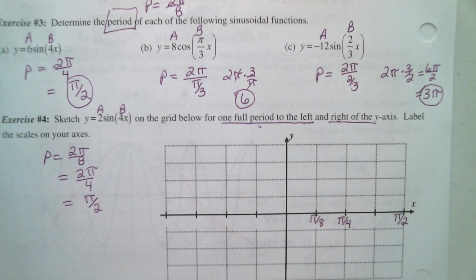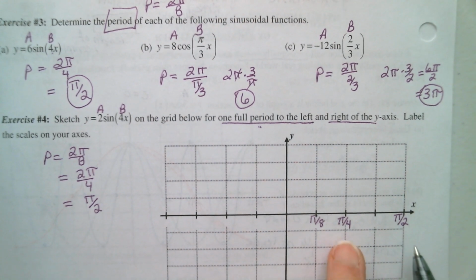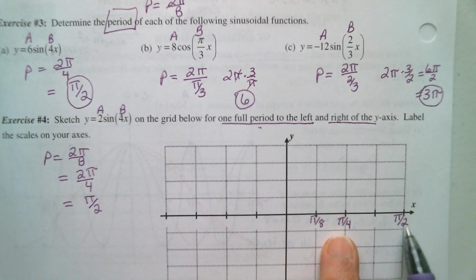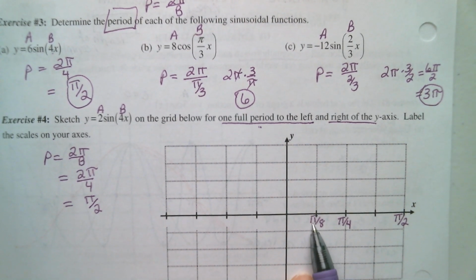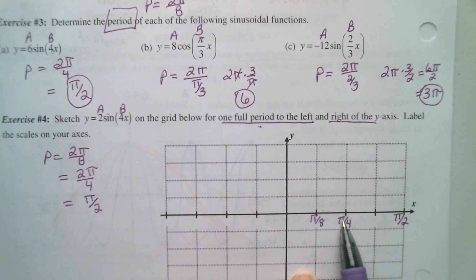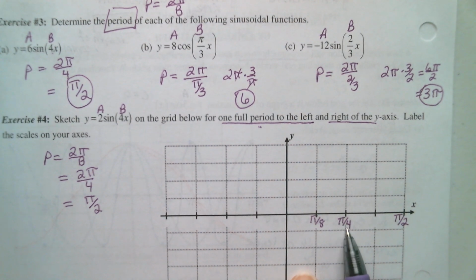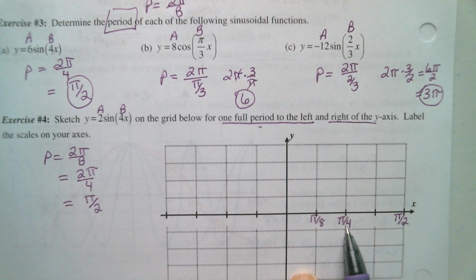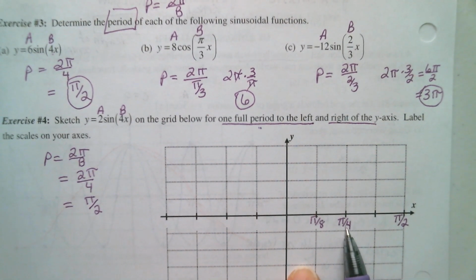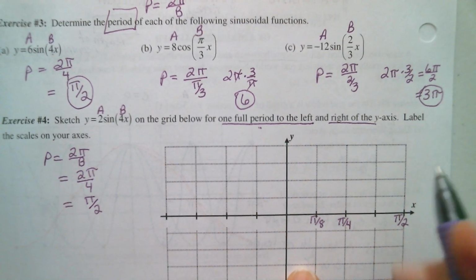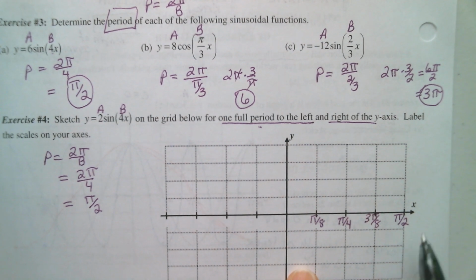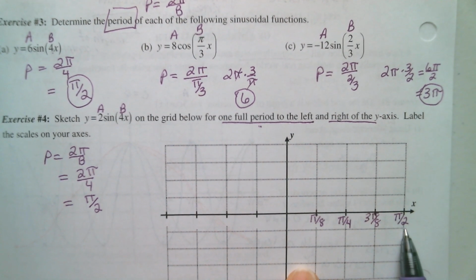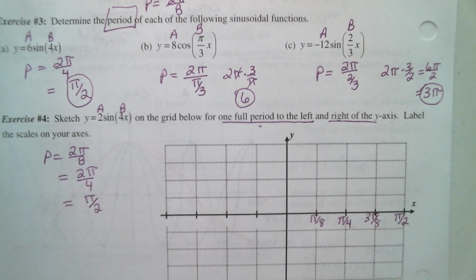What's midway between pi over 4 and pi over 2? Okay, well, let's go this way. This is 1 pi over 8. This would be 2 pi over 8, right? 2/8 is equivalent to 1/4. So this would have to be 3 pi over 8. And then 4 pi over 8 is equivalent to 1/2.